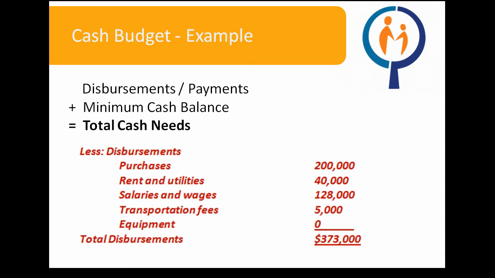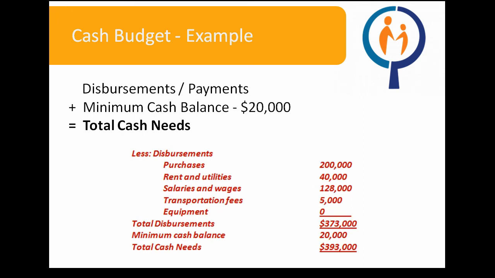Next, we want to determine our total cash needs. Disbursements include purchases, rent and utilities, salaries and wages, transportation fees, and equipment. Add this to the minimum $20,000 the CEO requires us to have on hand, and we have a total cash need of $393,000.